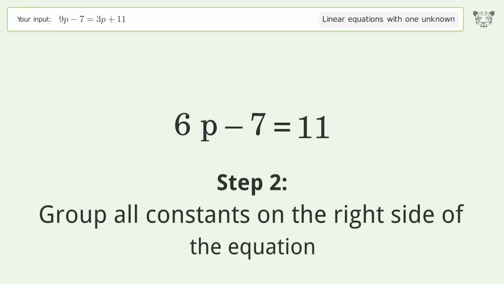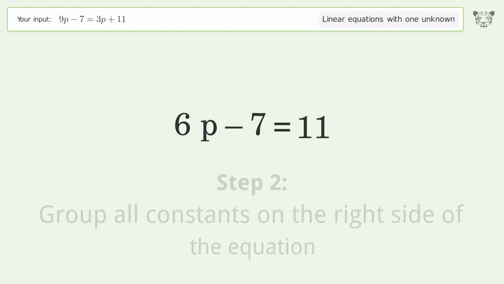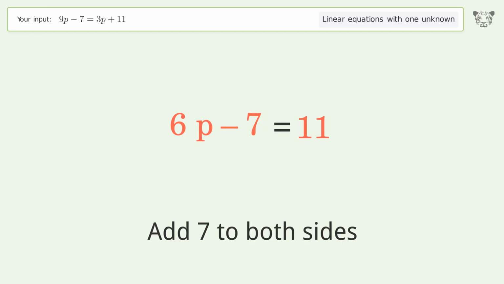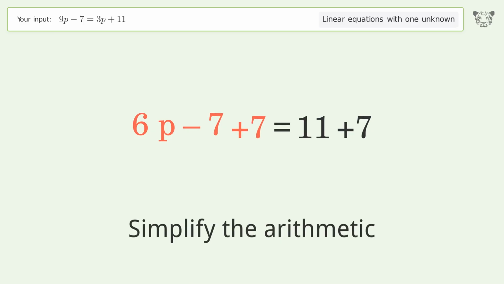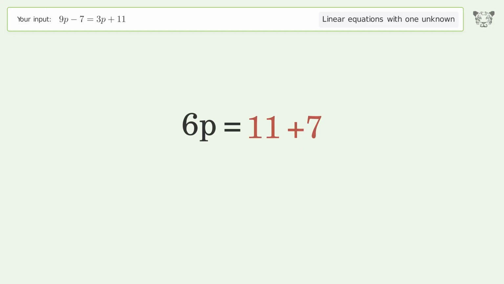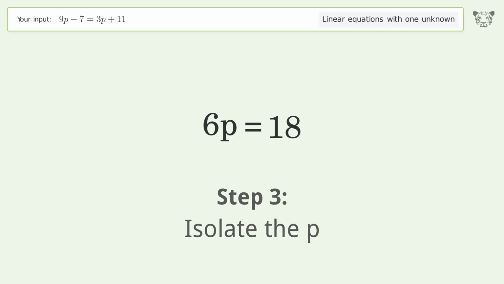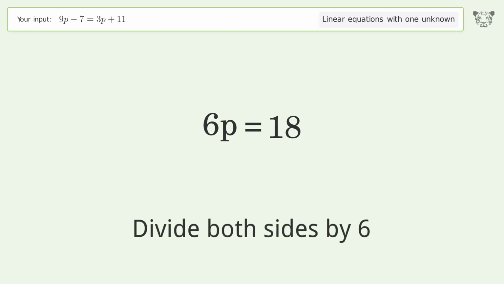Group all constants on the right side of the equation. Add 7 to both sides. Simplify the arithmetic. Isolate the p. Divide both sides by 6.